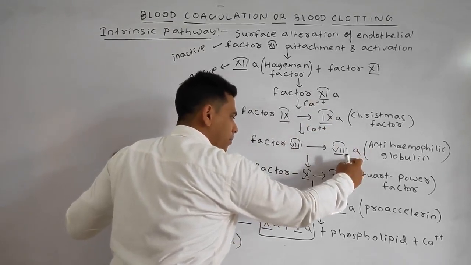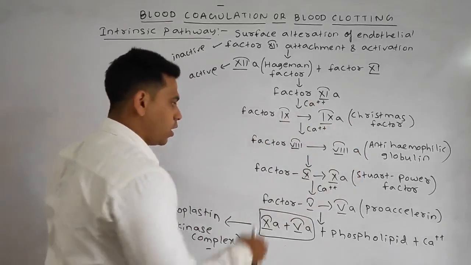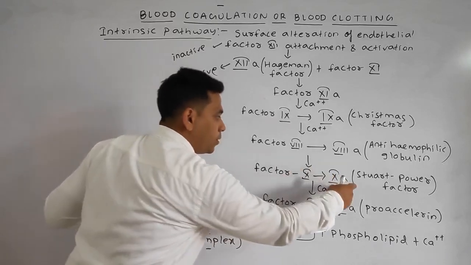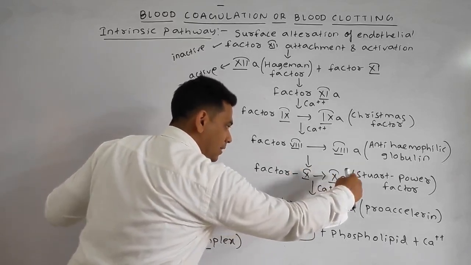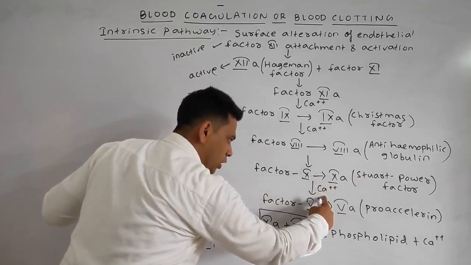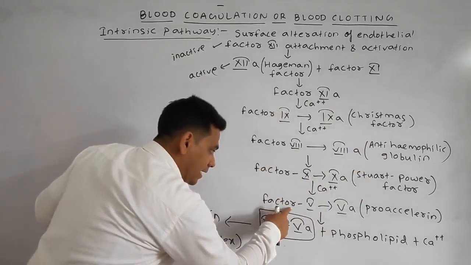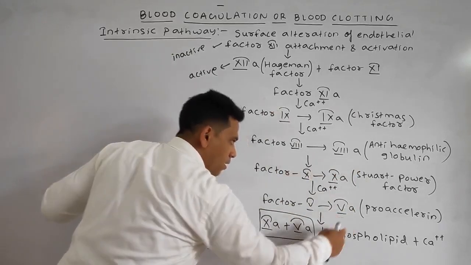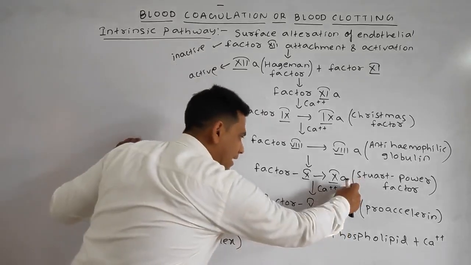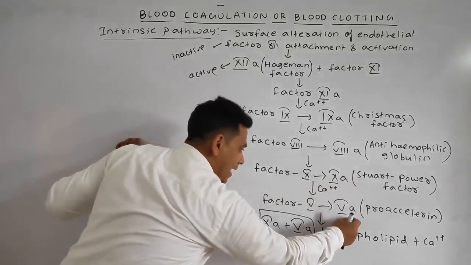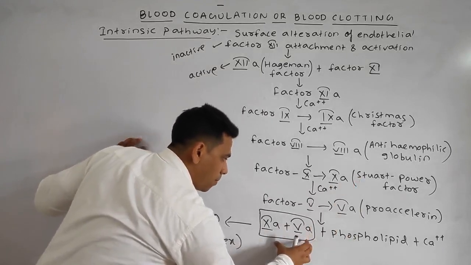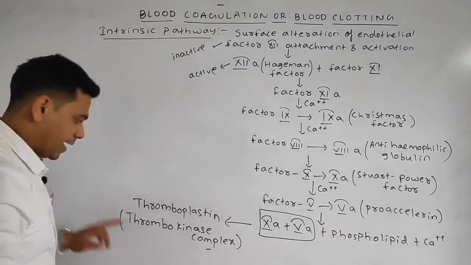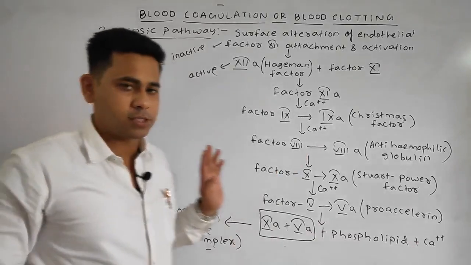This activated factor number 8 acts on the inactivated factor number 10 and converts it into activated factor number 10. This activated factor number 10, in the presence of calcium, acts on the inactivated factor number 5, and it is converted into activated factor number 5. Last point, activated factor number 10 and activated factor number 5 combine with the phospholipid in the presence of calcium to form the thromboplastin, also called the thrombokinase complex.